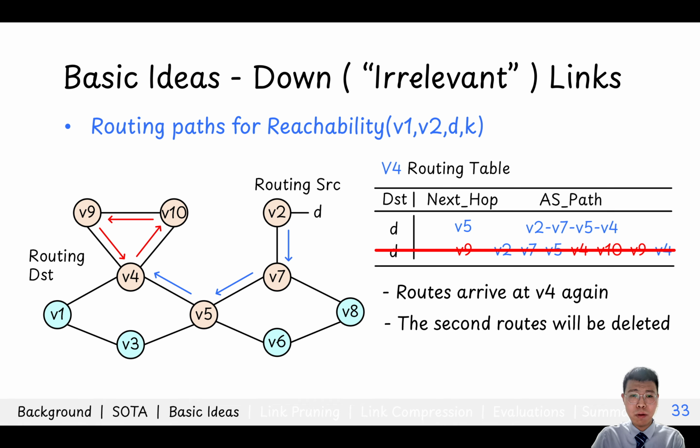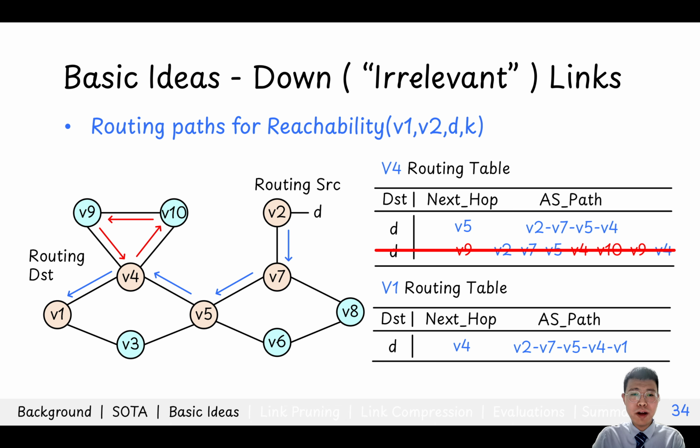So the routing table of V4 currently has two routes. However, because the path of the first route is a subpath of the second route, the first route has the shorter AS path length. So the second route isn't the best route and will be deleted from the routing table. Finally, the route from V2 to V1 is spread along the path V2, V7, V5, V4, and V1.